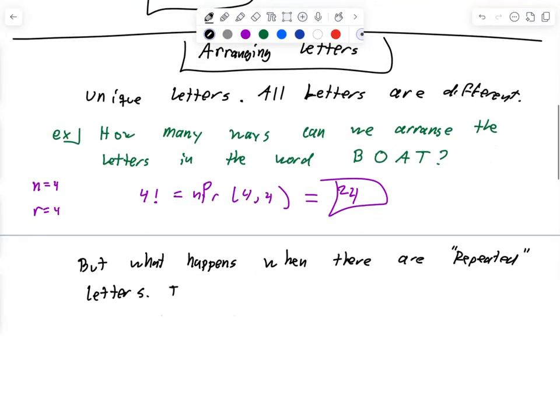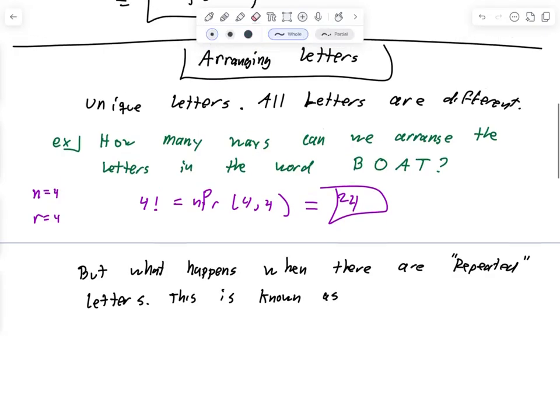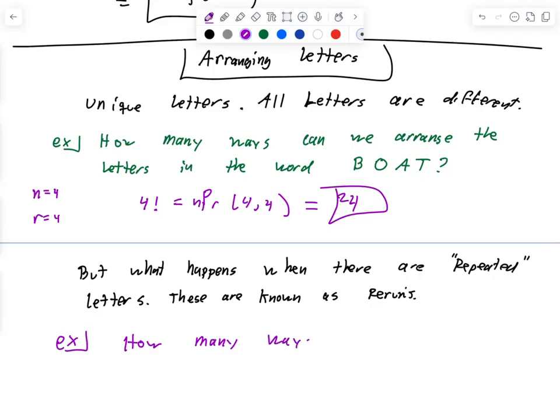This is known, these are known, that's a little better word, sorry, these are known as repeats. So example, same question. How many ways can we arrange the letters in the word book?